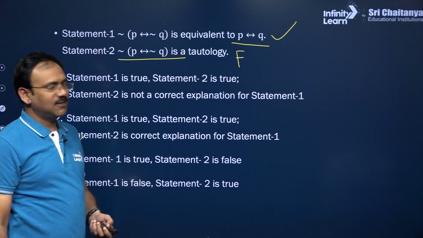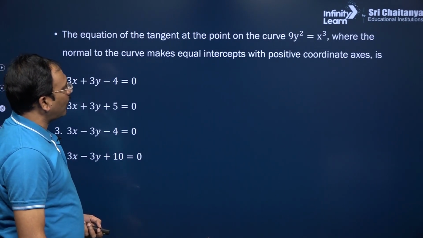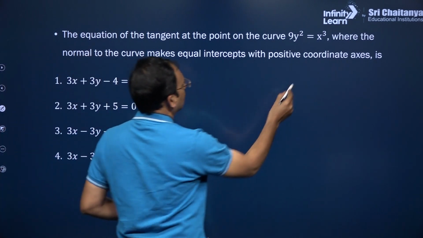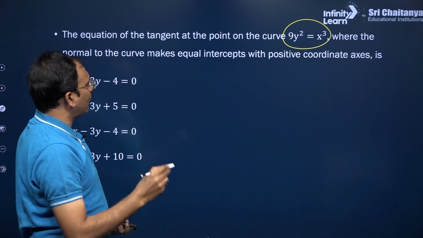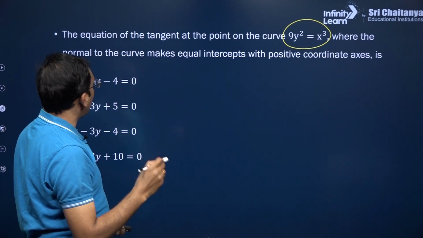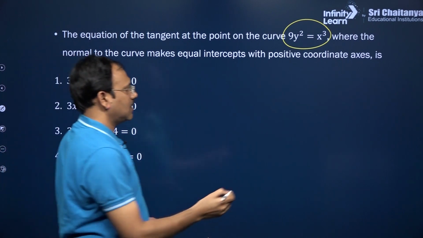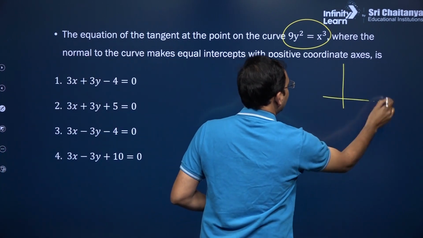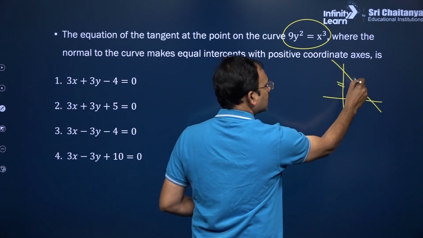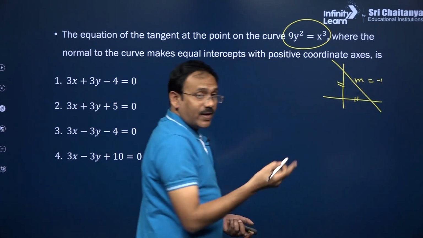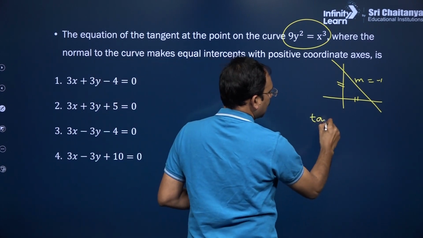This is the answer. Next, you see the equation of the tangent at the point on the curve where the normal to the curve makes equal intercepts with the positive coordinate axis. Here, if any line makes equal intercepts with positive coordinate axis, its slope is minus 1, my dear friends. When normal slope is minus 1, tangent slope must be 1.